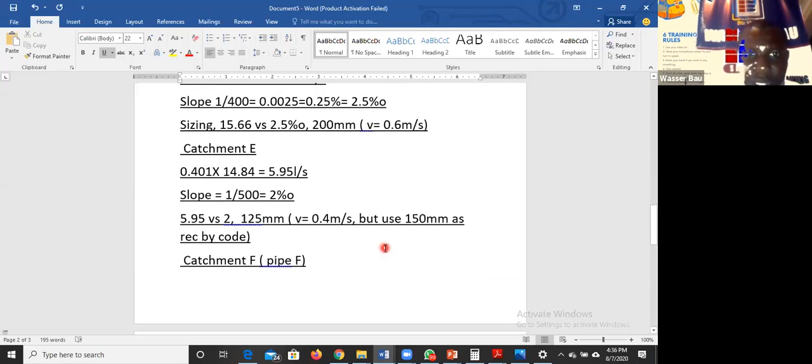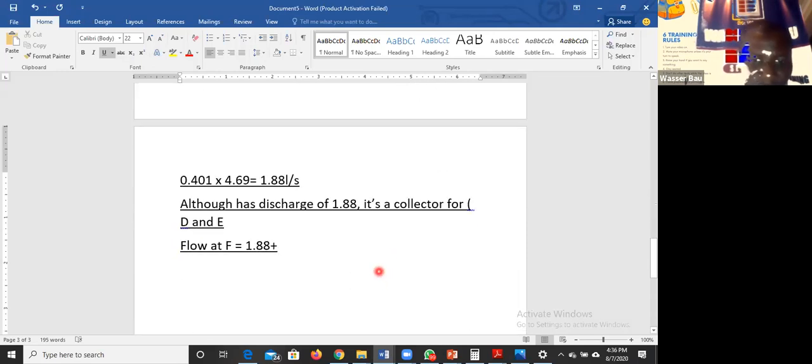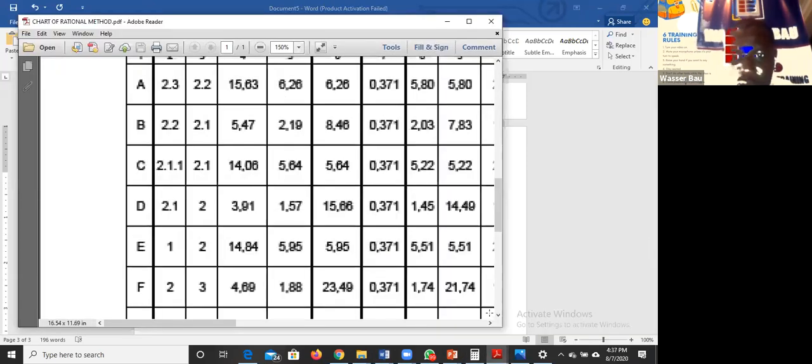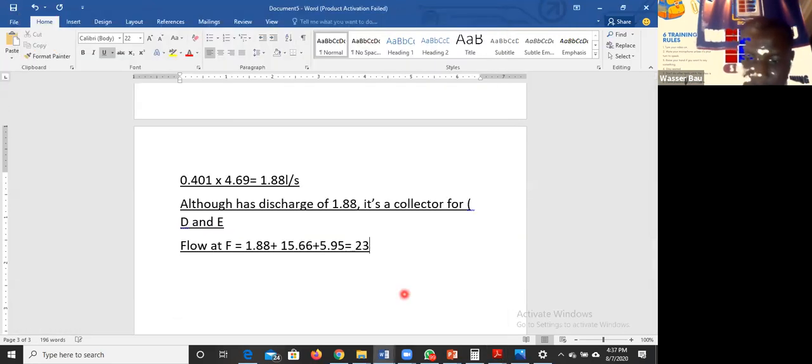15.66 and 5.95. 15.66 plus 5.95. And that will give you what? That will give you 23.49. 23.49 liters per second.